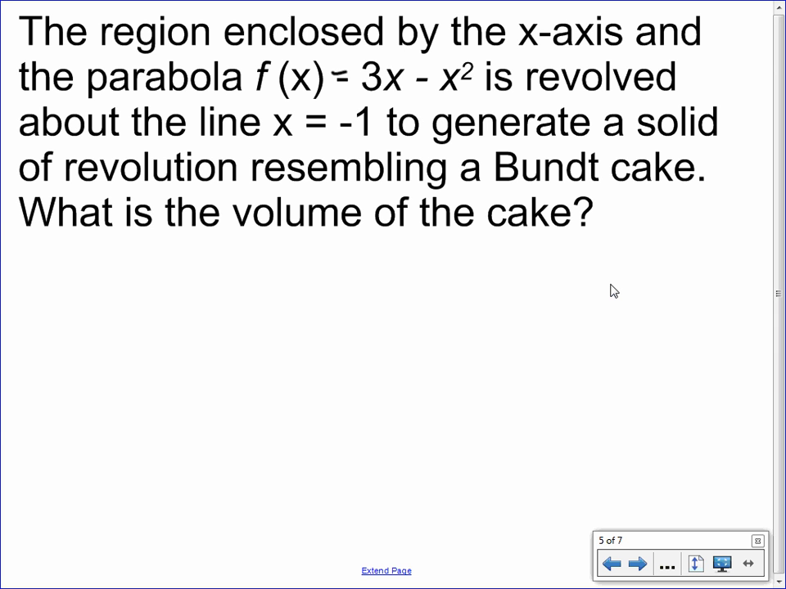Okay, so 3x minus x squared. Oh, we are making a bundt cake. That's fun. Isn't there a place called Nothing Bundt Cakes? Clever, right? Okay. So 3x minus x squared. It is a parabola opening which way? What are the zeros?